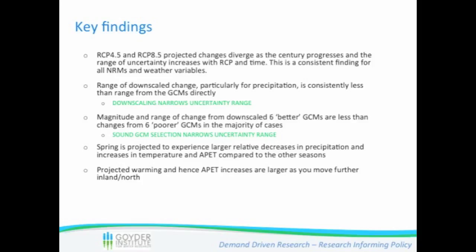Another finding is that the spring season is projected to experience larger relative decreases in precipitation and increases in temperature and APET compared to the other seasons. And the projected warming and hence the APET increases are larger as you move further inland and north, which I wasn't able to show in this short presentation because I only showed results from one region, but that's a consistent signal as well.